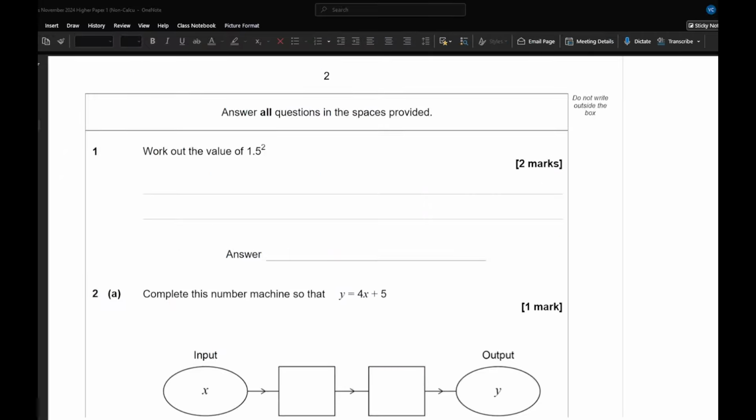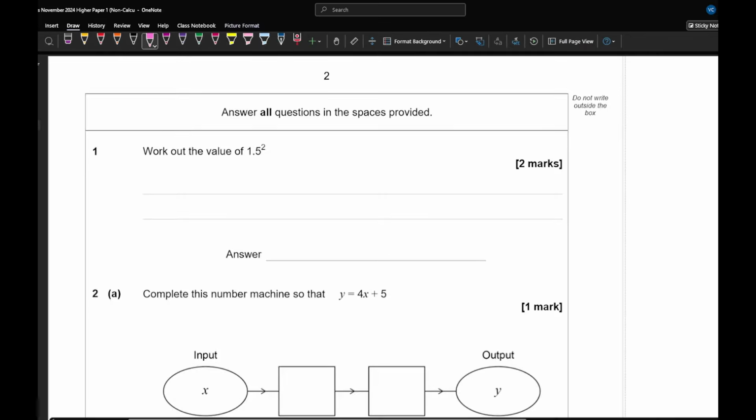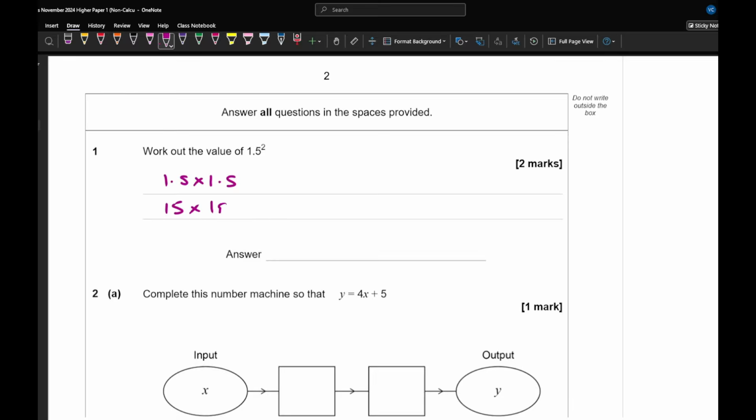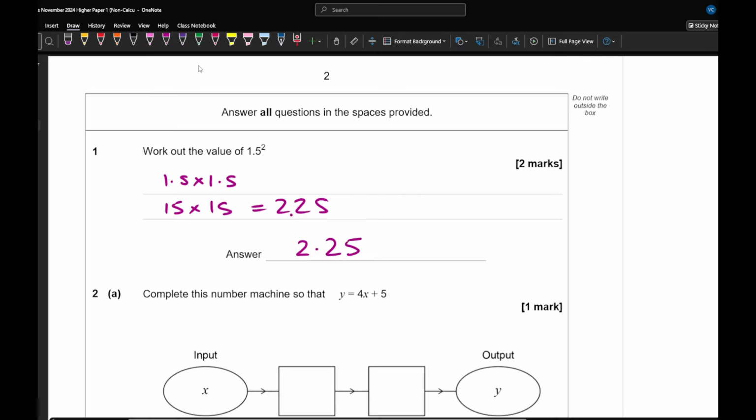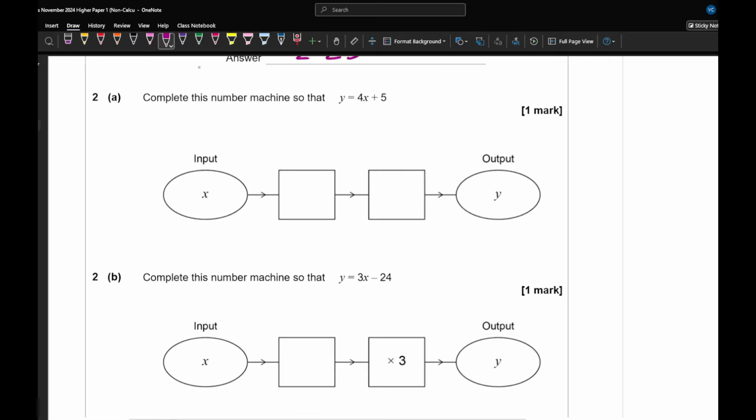So let's get started on question 1. Question 1 says work out the value of 1.5 squared. For this we just need to do 1.5 times 1.5, and we can do that by doing 15 times 15, which is 225. Then if we move the decimal point 2 places in, it gives us an answer of 2.25.